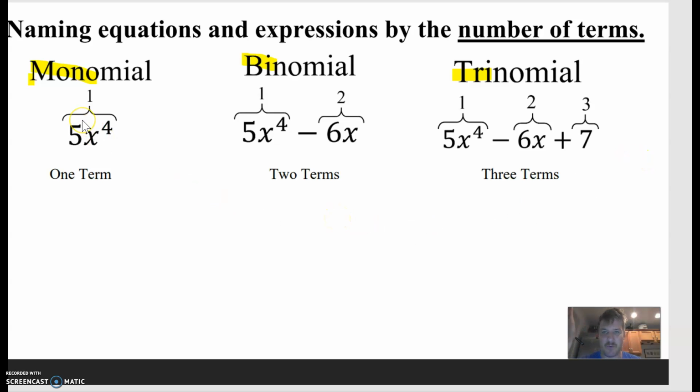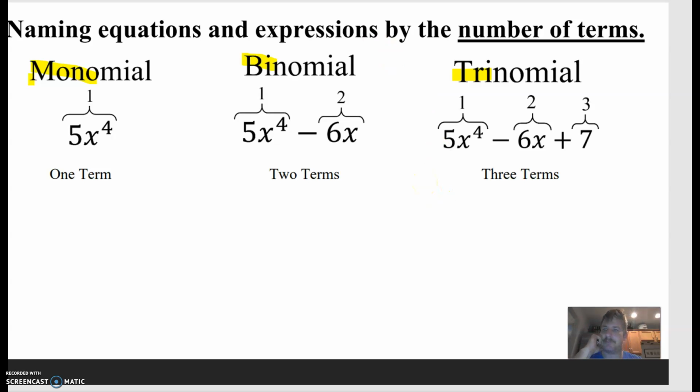Just think mono means 1. You know, if someone has mono, they usually are by themselves because they're so sick. Bi, bicycle, we know that means 2 wheels. Binoculars, bifocals, 2 lenses. And then we have trinomial. Just think triple, triangle, trinity, all those represent the number 3.